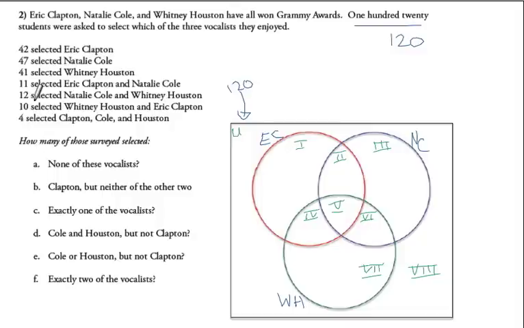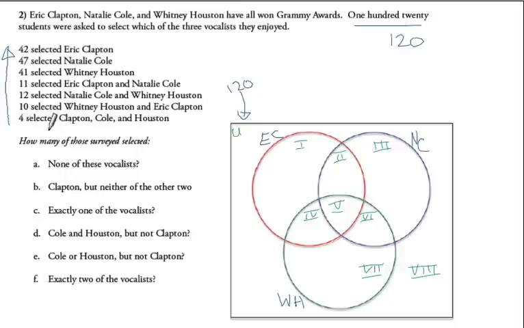11 selected Eric Clapton and Natalie Cole. 12 selected Natalie Cole and Whitney Houston. 10 selected Whitney Houston and Eric Clapton. And finally, 4 selected Clapton, Cole, and Houston. Well, the way we're going to work this is we're going to start at the bottom and work our way up, meaning we want to know who liked all 3, and we're going to start there.